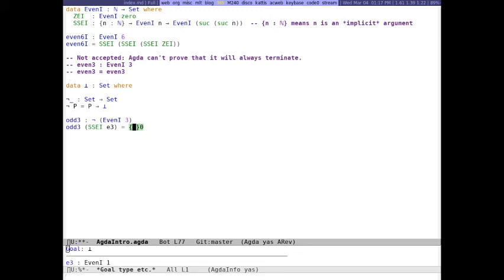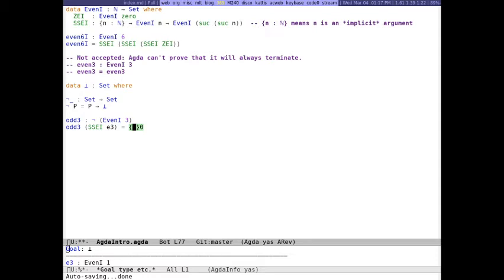And now, I still have to prove bottom, and now E3 is a proof that 1 is even. Right. What could this one look like? Could it be a ZEI? No, because that proves that 0 is even. This is not 0. Could it be an SSEI? No, because SSEI applies suck twice. If you have to go like that, you're going to end up on negative 1. That's right. SSEI proves that some number that's a successor of a successor is even. And 1 is not a successor of a successor. It's just successor of 0.